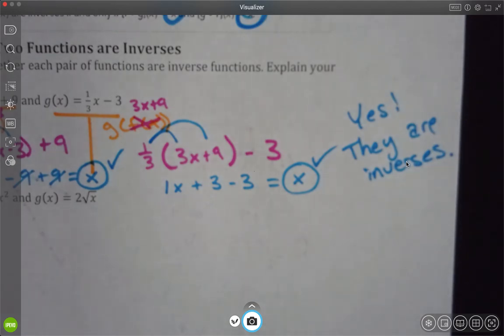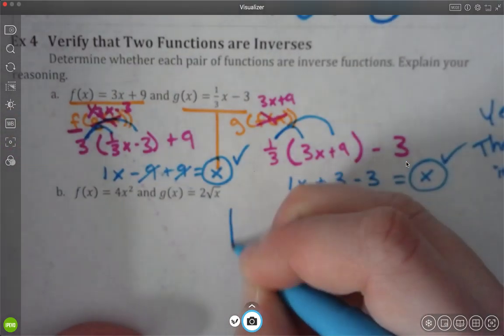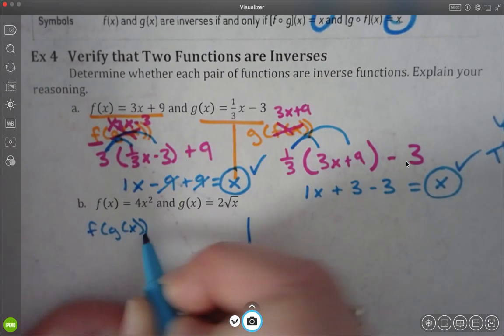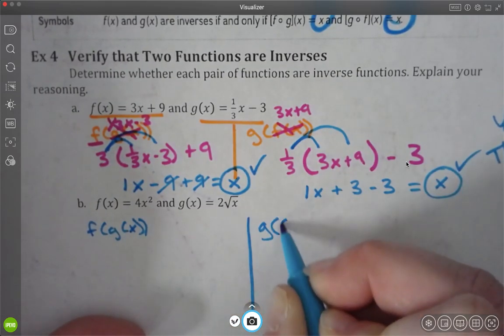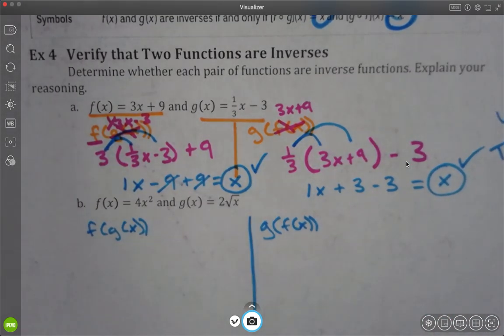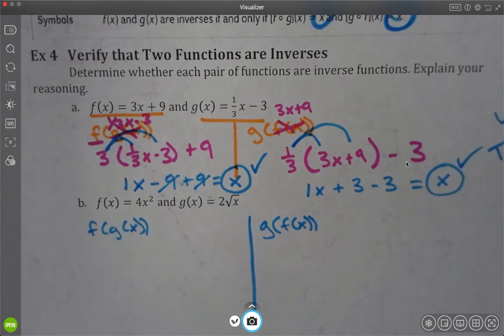So let's check the bottom one. Let's check part B and let's see if that one works. So we have to do f composed of g of x, and we have to do g composed of f of x. I'm gonna say it's not. You think it's going to be a no? Because why would they give you the other two yeses, right? Okay, so let's see.